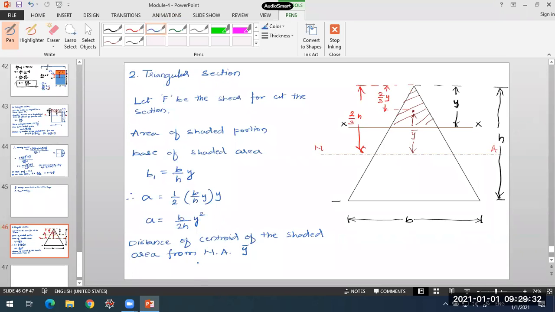So y bar, from the figure, I can write, will be equal to 2/3 h minus 2/3 y. 2/3 of h minus 2/3 of y. So that will be my y bar, the centroidal distance of the shaded area measured from the neutral axis.